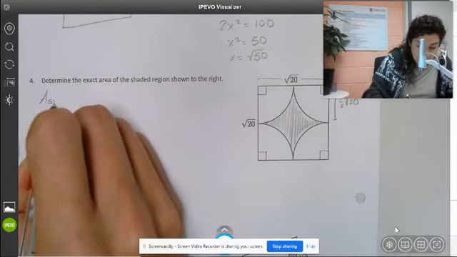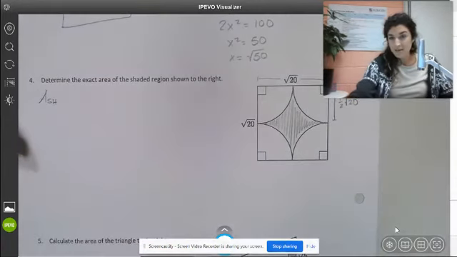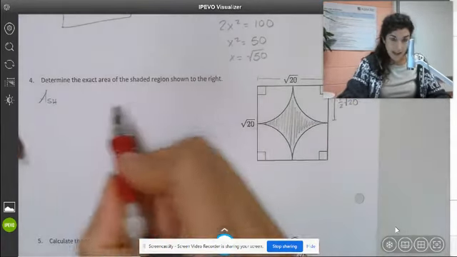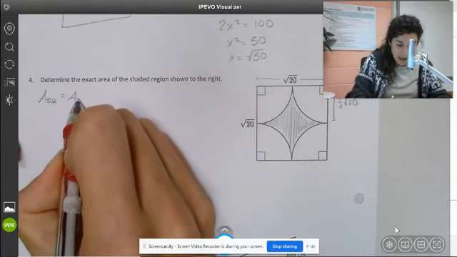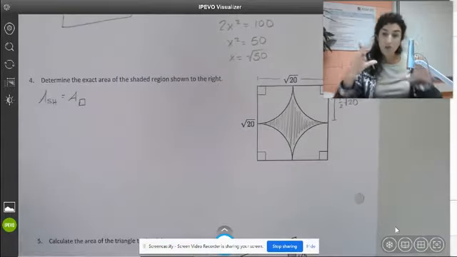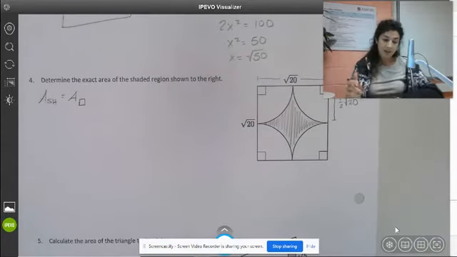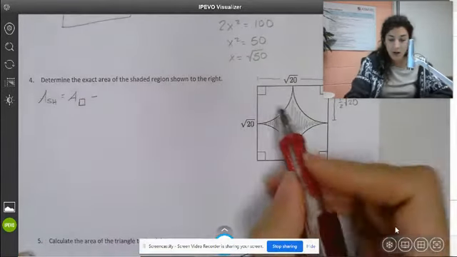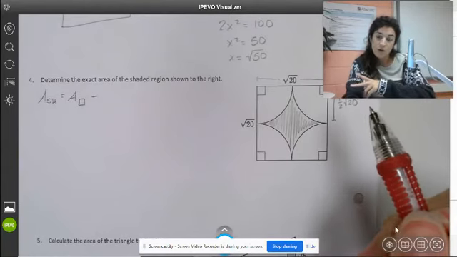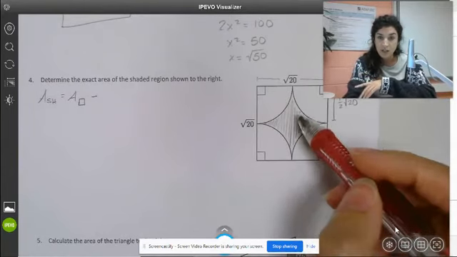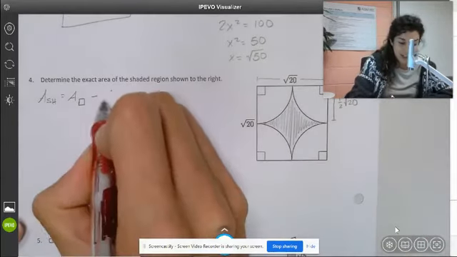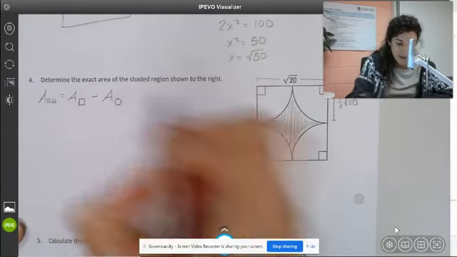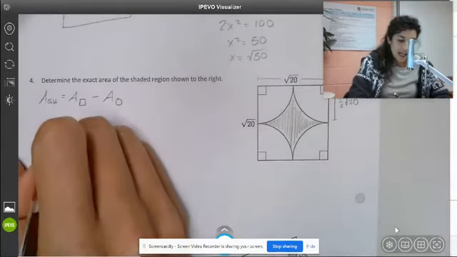So I'm going to first put together a little composite figure formula. And that composite figure formula is going to be the area of the shaded region is equal to the area of, hopefully you noticed, the square that was fully on the outside, and then minus, we've got 4 quarters of a circle here. So all 4 of them combine to be one big circle. So it actually is minus the area of the circle.